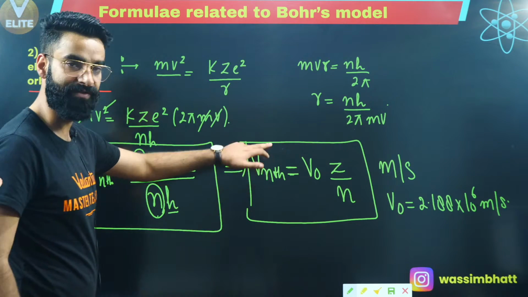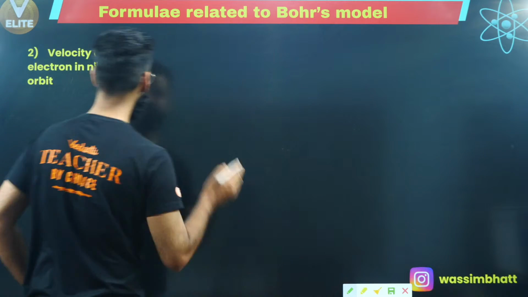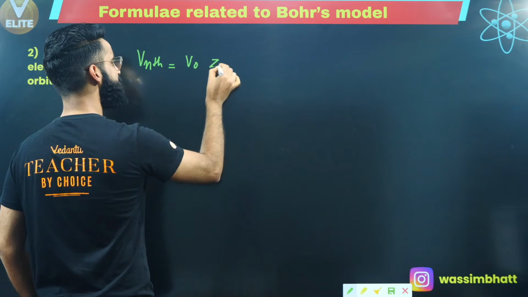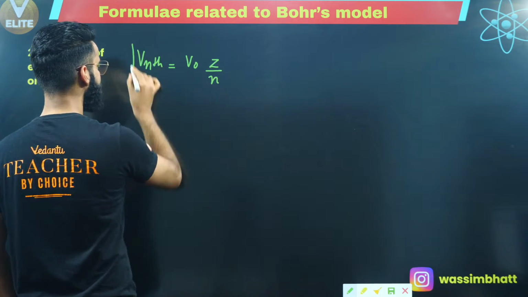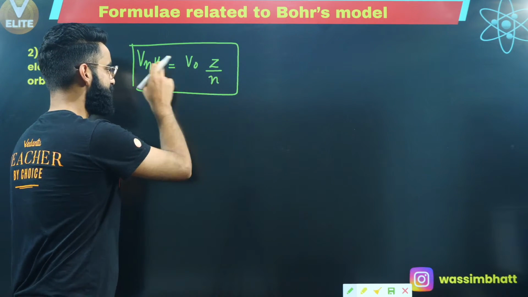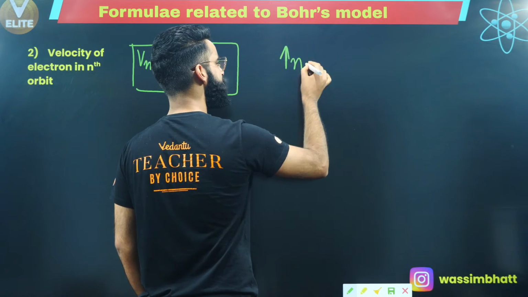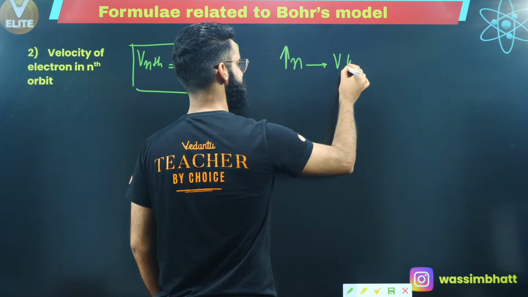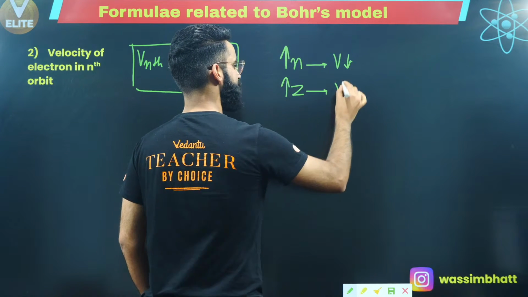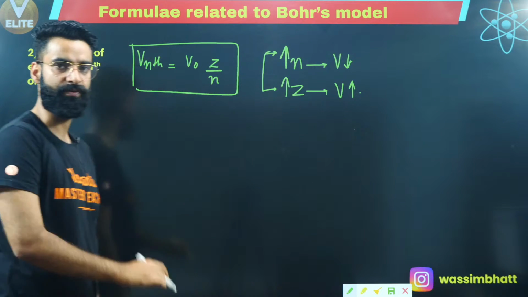So this is how we calculate velocity of the nth orbit. Now people, there are a few things which you need to take note of. Velocity of the electron in the nth orbit is equal to V naught Z divided by N. If you look at this formula carefully, as the value of N increases, velocity of electron will decrease. As the shell number increases, velocity of electron decreases. Remember this. Similarly, as the value of Z increases, velocity of the electron increases. These are the two conclusions which you need to take note of, correct?